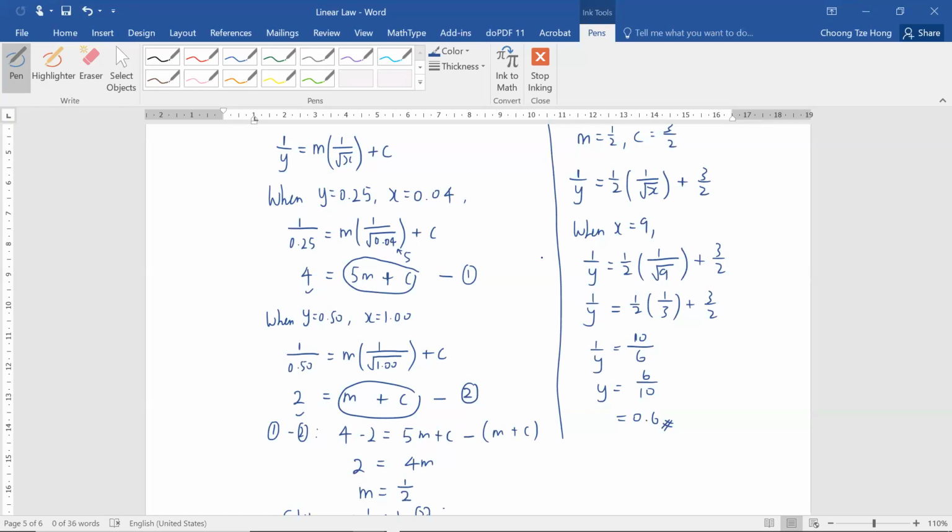The questions are actually almost very similar for linear law year after year. So do make sure you take out your ten-year series or your past-year booklet and do more of this.